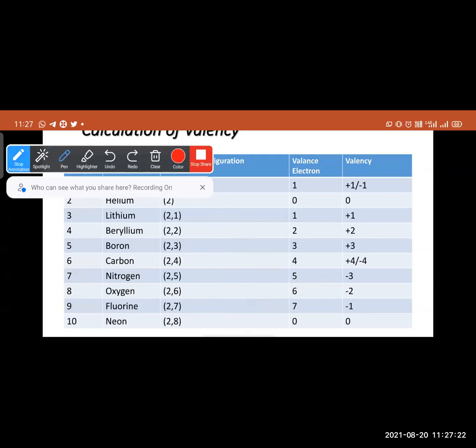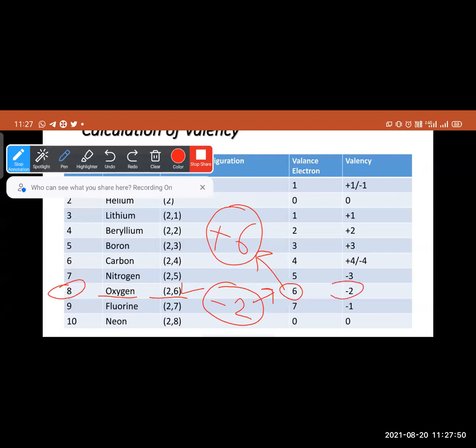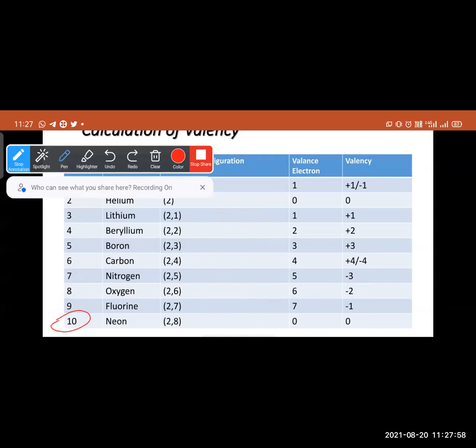Now in case of oxygen, the atomic number is 8, electronic configuration 2, 6. Outermost orbit contains 6 electrons. Therefore, the valence electrons are 6. It will be difficult to donate 6 electrons. Instead of that, it will be easy to accept 2 electrons. So the valency will be -2.